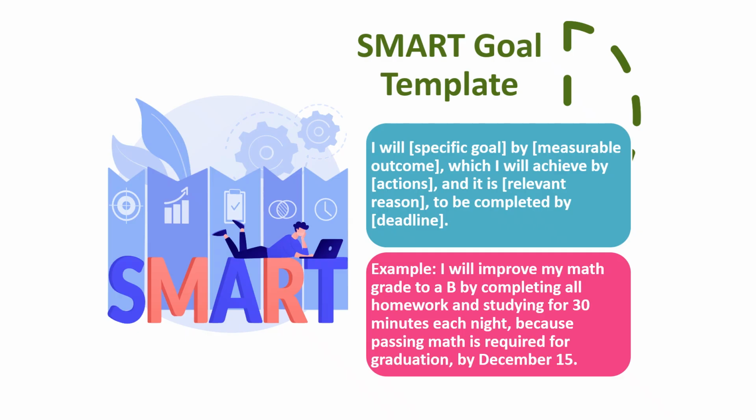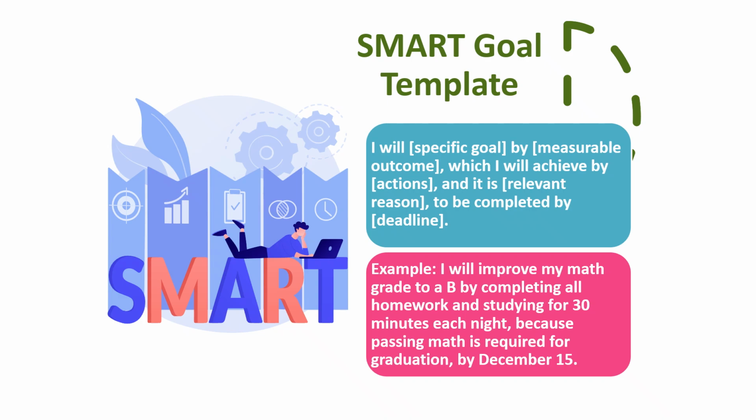So if you take a look at this slide, the blue box is a template you should consider. We're going to send this template out to all the facilitators to share with your groups. Box number 1 says, I will, a specific goal, by a measurable outcome, which I will achieve by actions so-and-so, and it is relevant reason to be completed by. It incorporates all of the elements of the SMART goal. It's specific, it's measurable, it's achievable, it is relevant, and it also is time-bound.